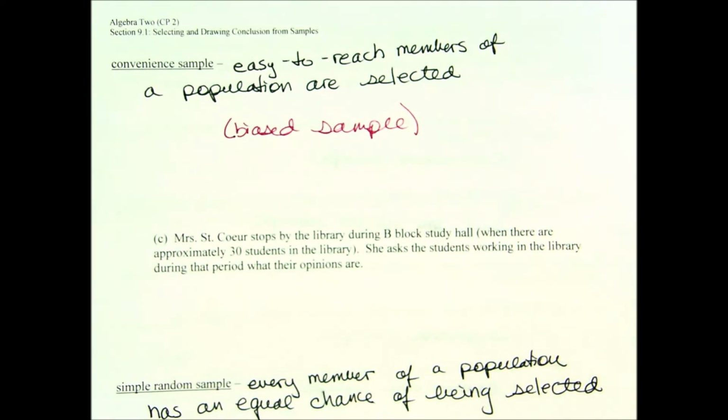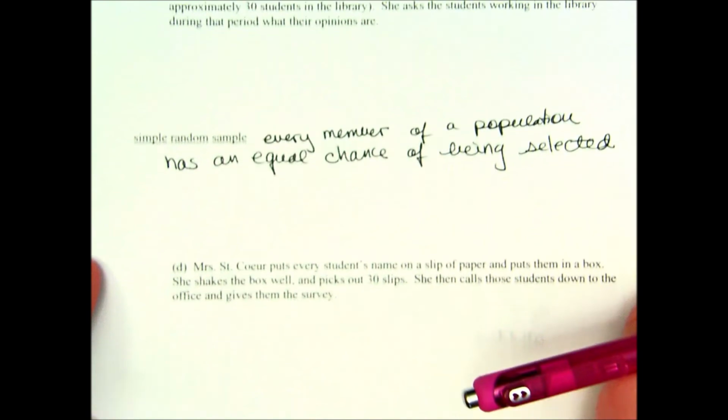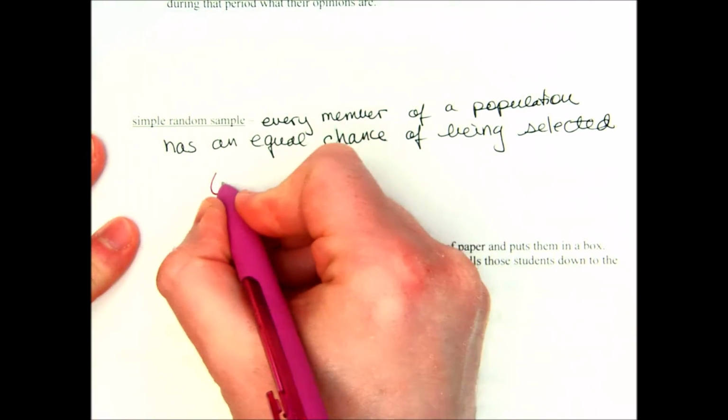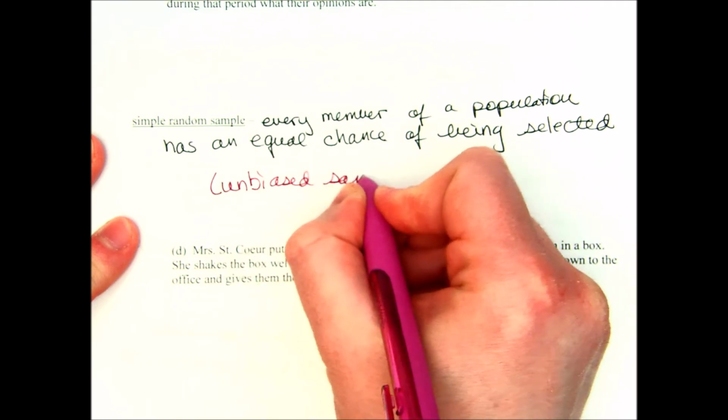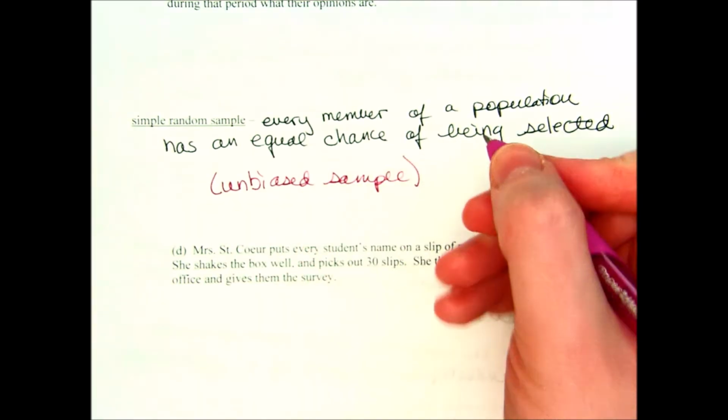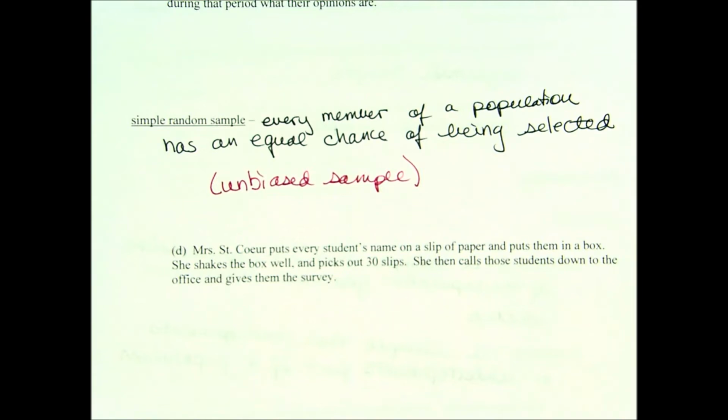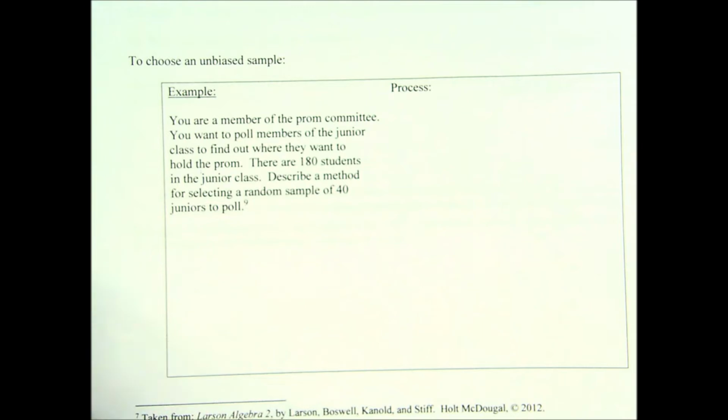The simple random sample is truly the only way to create an unbiased sample, to make sure we find some way where every single member of the population has an equal chance of being selected. One way of doing that is the way Mrs. St. Kerr did, with all the names on slips of paper, picking them out of a hat. There's another way of doing this that I'll show you in a little bit. I'd like to go to page 7, and we're going to take a look at 2 examples over here.